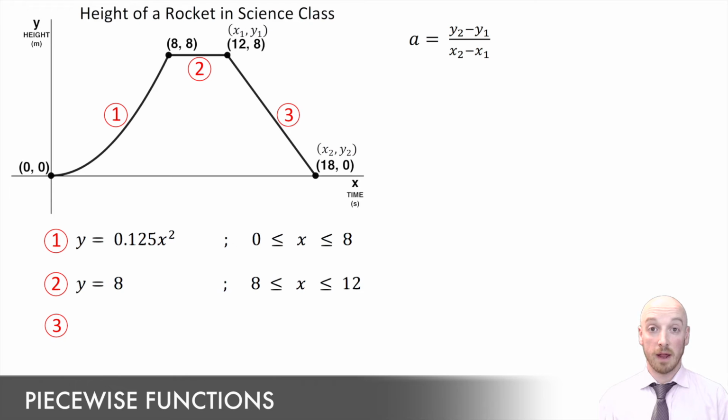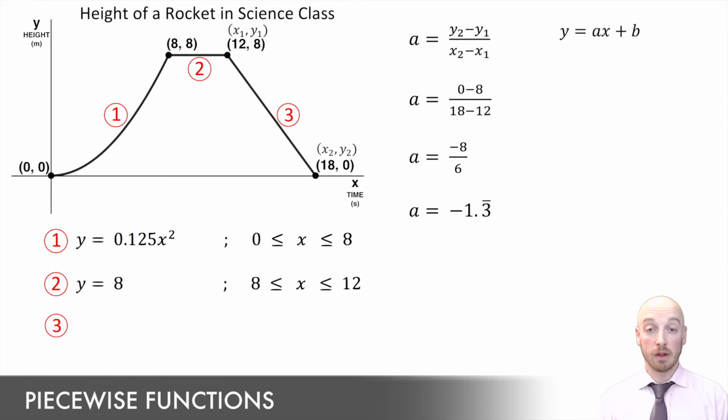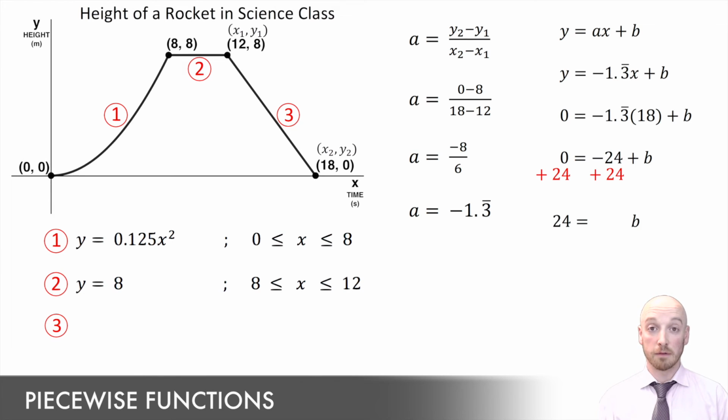So my formula for a gets filled in with the two sets of coordinates that I've labeled x1, y1 and x2, y2. So a is the slope of my line, and now that I've found it, it's negative 1.3 repeating, I can go ahead and plug it in where I see a in the rule. Now all I need to do is choose a set of coordinates, either x1, y1, or x2, y2, to put in for x and y, and solve for that missing variable, b. So I chose to plug in 18, 0 for x and y, but you could have just as easily filled in 12 and 8 for x and y, and you'd get the same answer for b in the end.